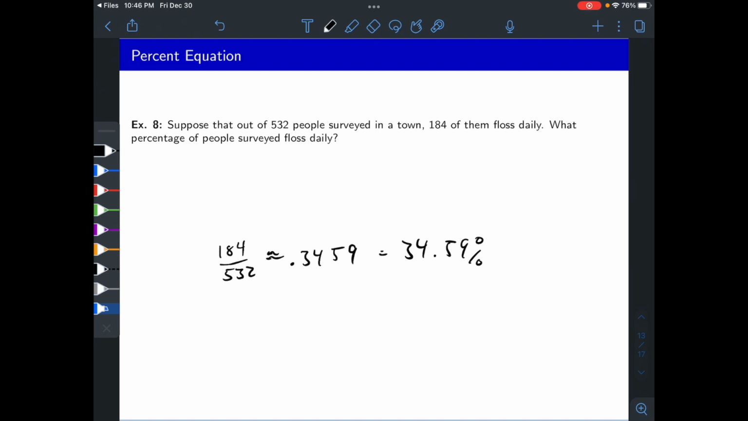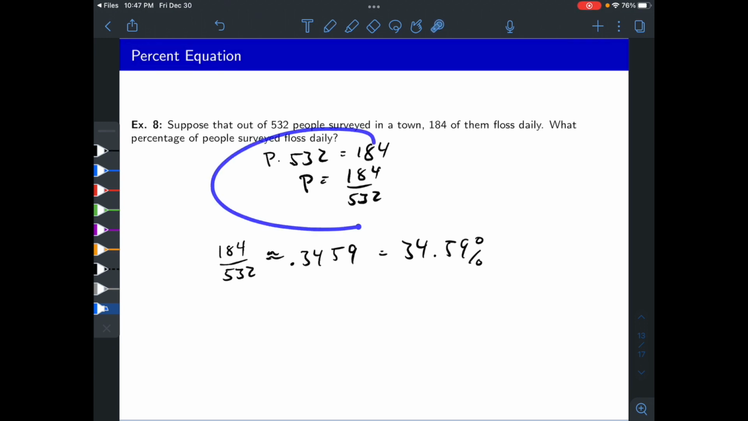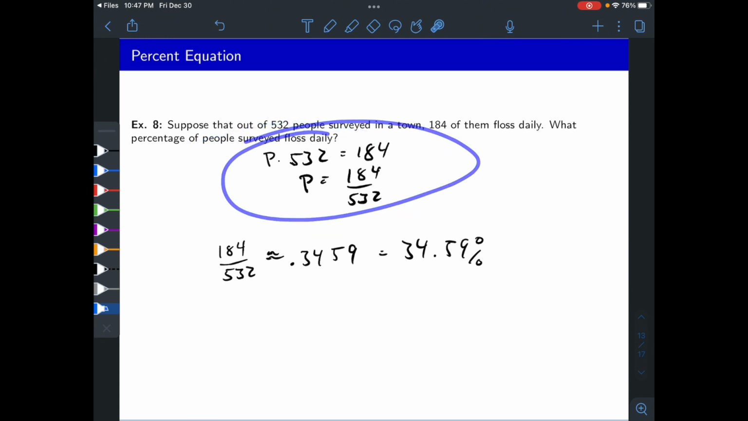So the percent equation would be saying P, your percent, times 532 is equal to 184. So your percentage is equal to 184 out of 532. You don't really need to do this every time. This is probably what I would do 99.9% of the time, but just know that it is implicitly coming from this.